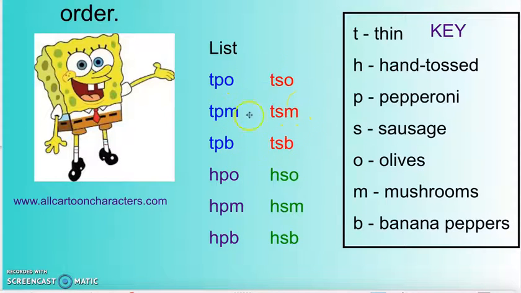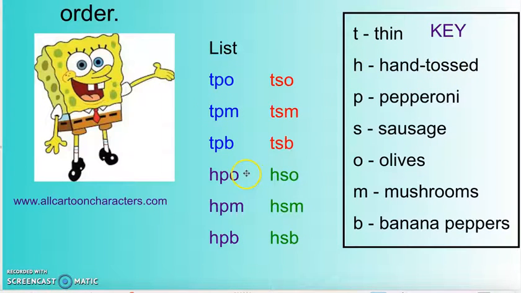But notice I have to also do a second type of meat. So I'm going to do thin crust, and now I'm going to make a pizza that has sausage on it. So we have thin crust, sausage, and olives; thin crust, sausage, and mushroom; and thin crust, sausage, and banana peppers. And so these 6 options right here cover all the different selections I can have with thin crust pizza.